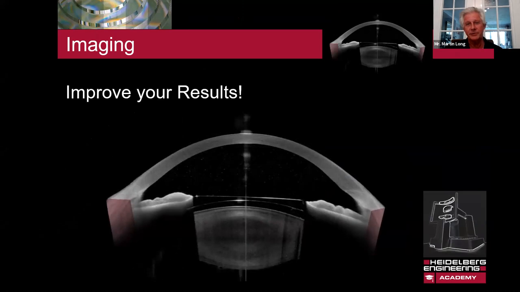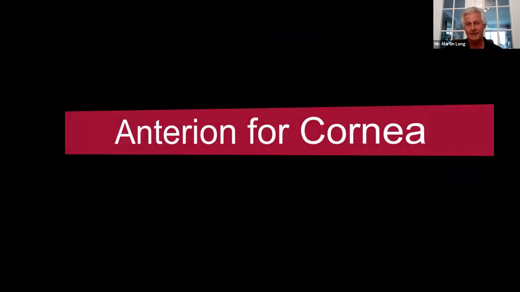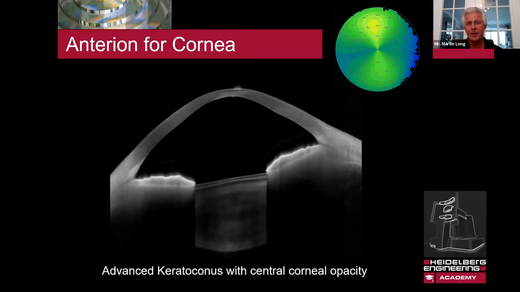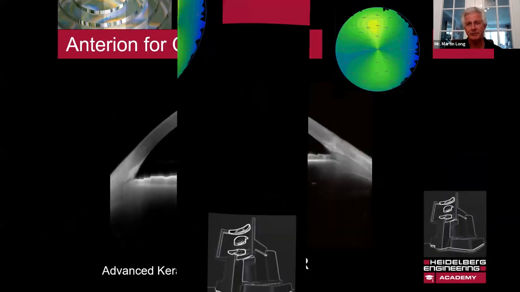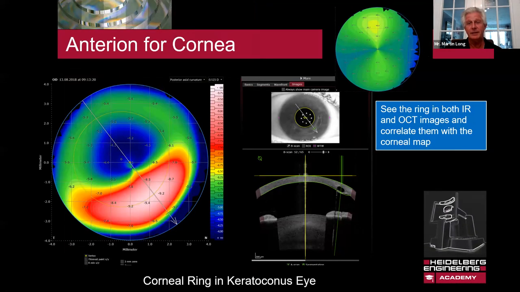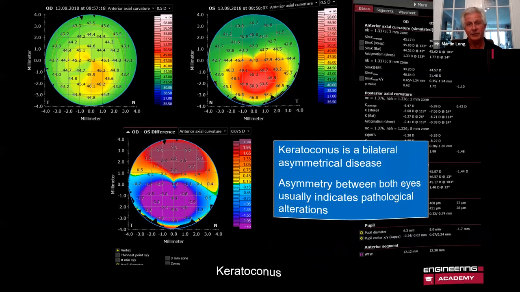You can get improved results just by looking at these images, perhaps. You can see the limbal and scleral regions as well. For the cornea, you have the keratoconus possibility to look at with ICR. You can simultaneously correlate the map to the external picture and also the B scan. You can look at asymmetry in keratoconus.